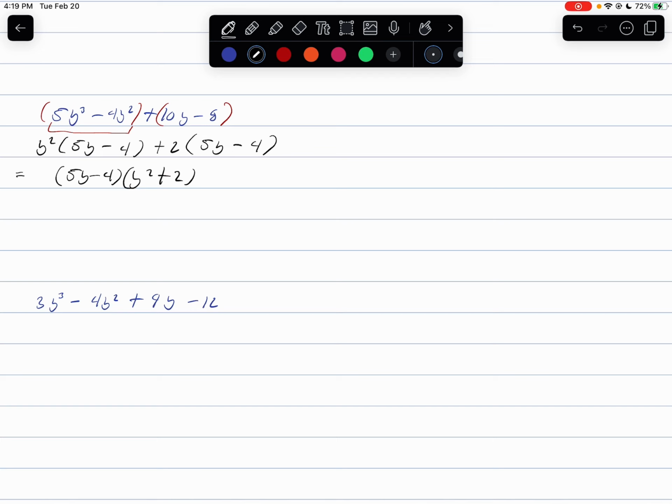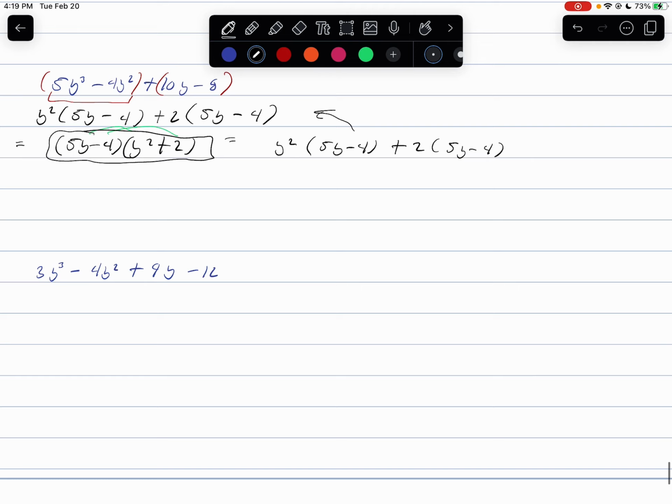Okay? And again, if you want to see this go the other direction, we can distribute 5y minus 4 to each of these. And that's going to give us y squared times 5y minus 4 plus 2 times 5y minus 4. And you see we get back what we had here. Okay? So our final answer is actually going to be this right here. It is 5y minus 4 times y squared plus 2.